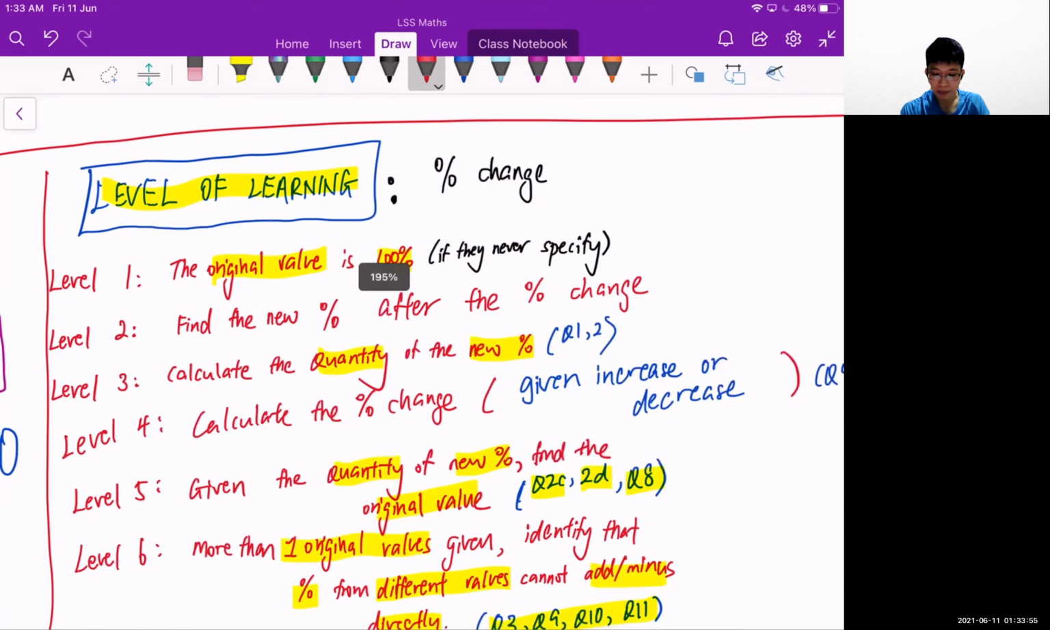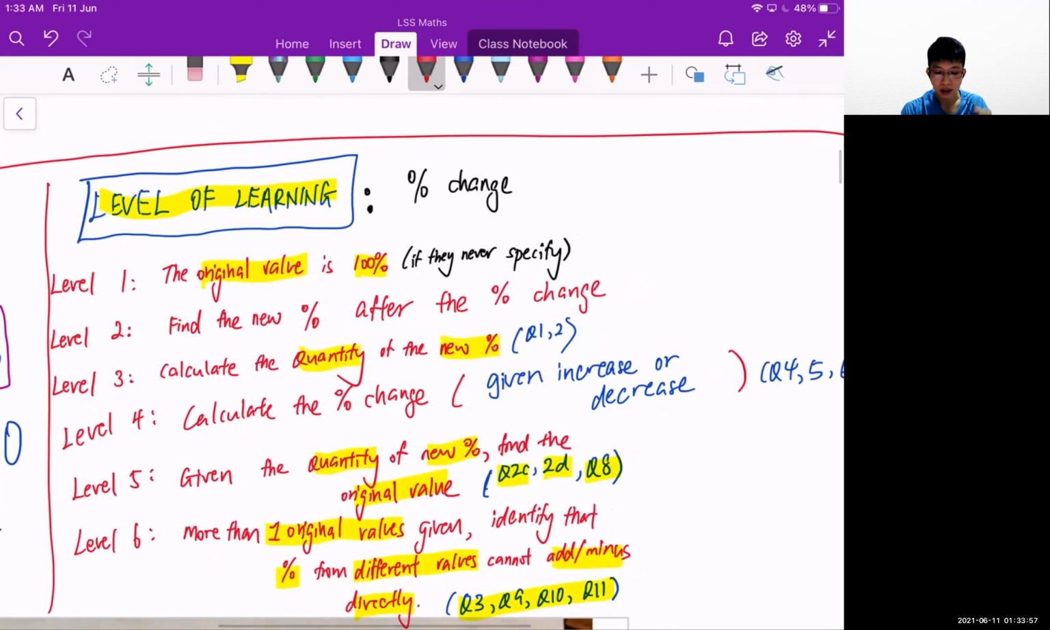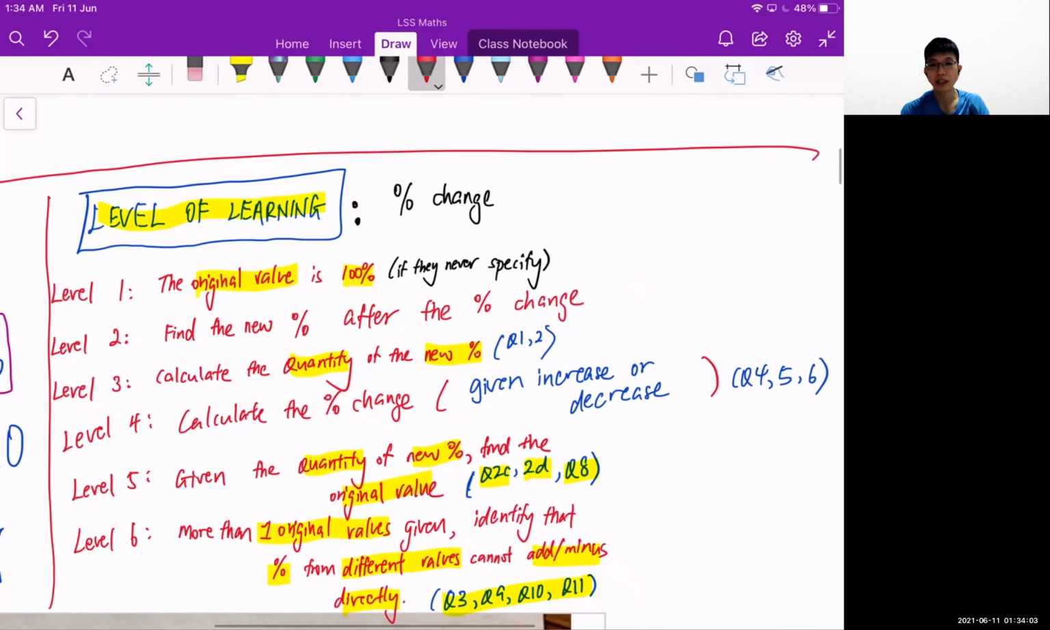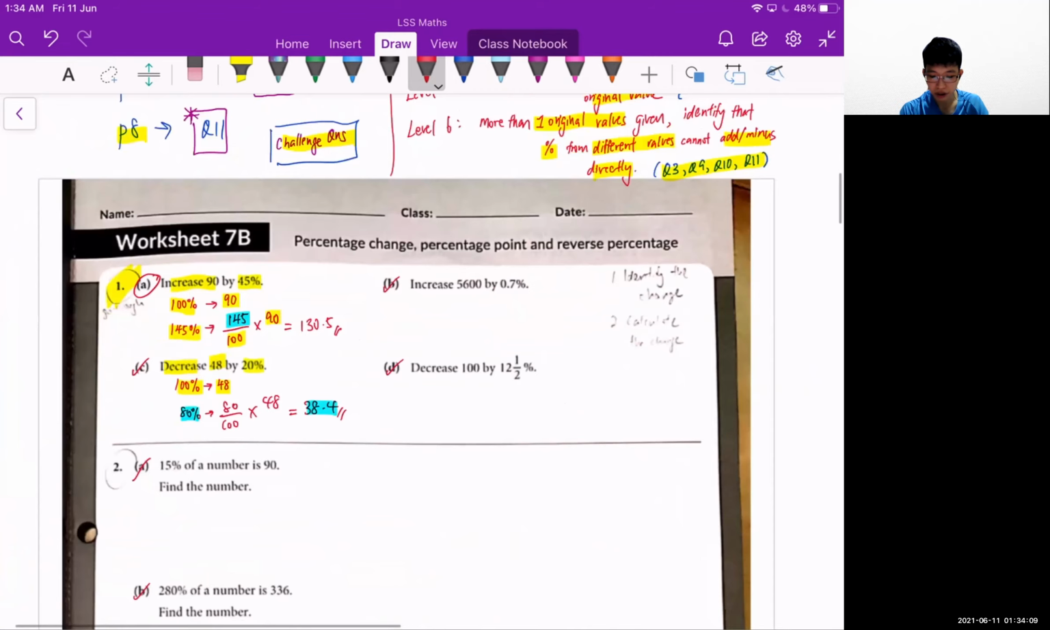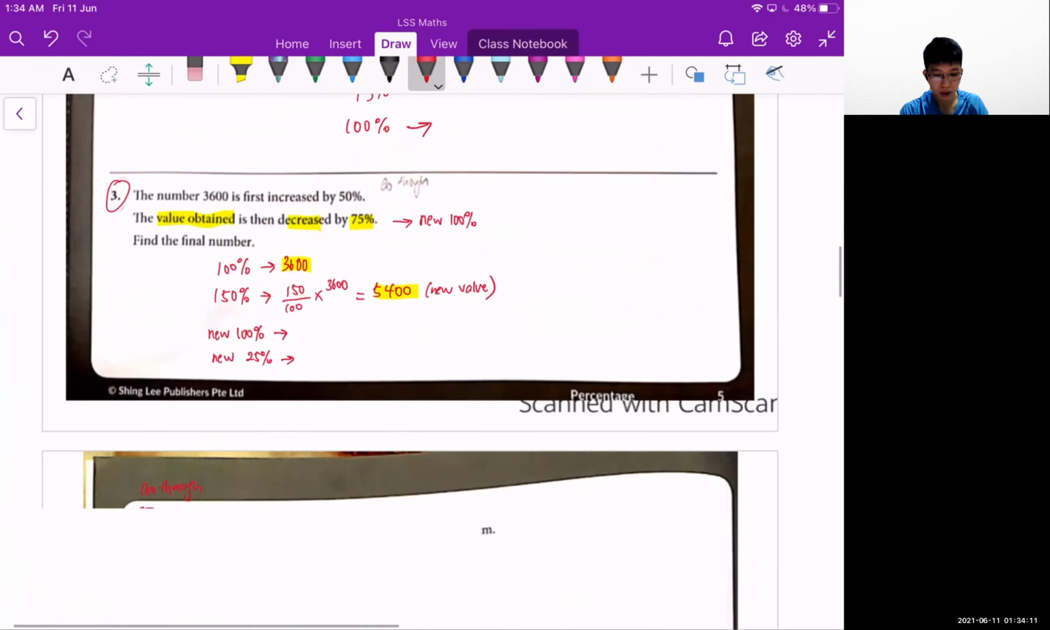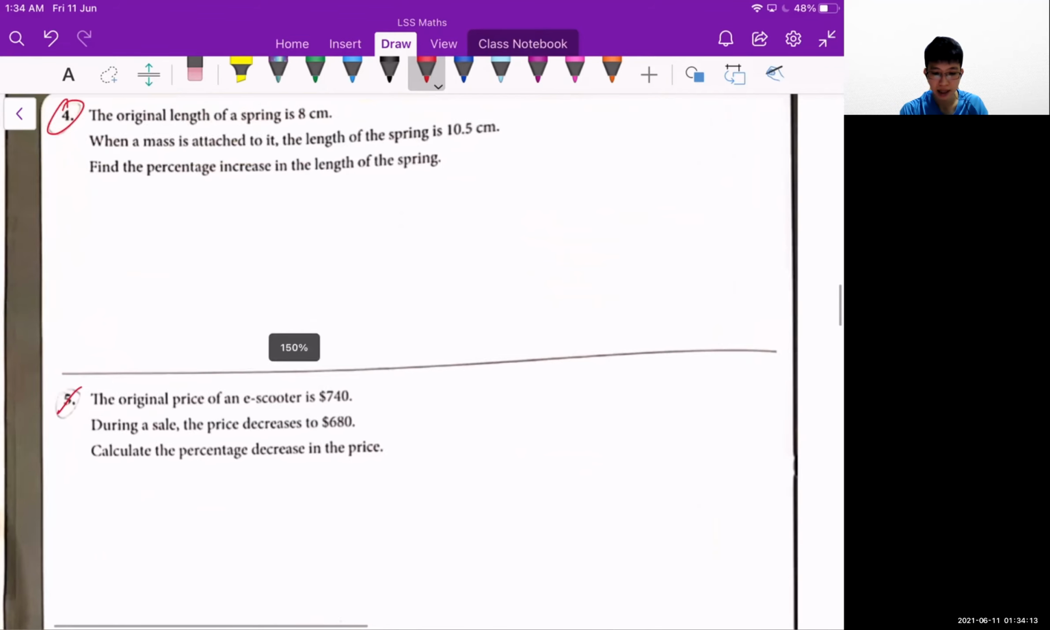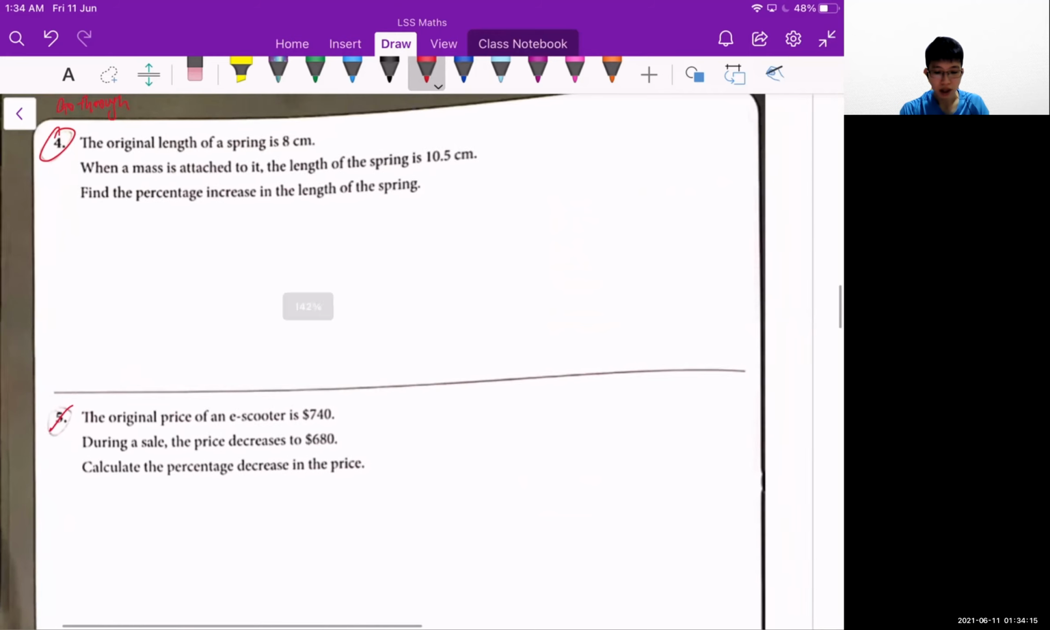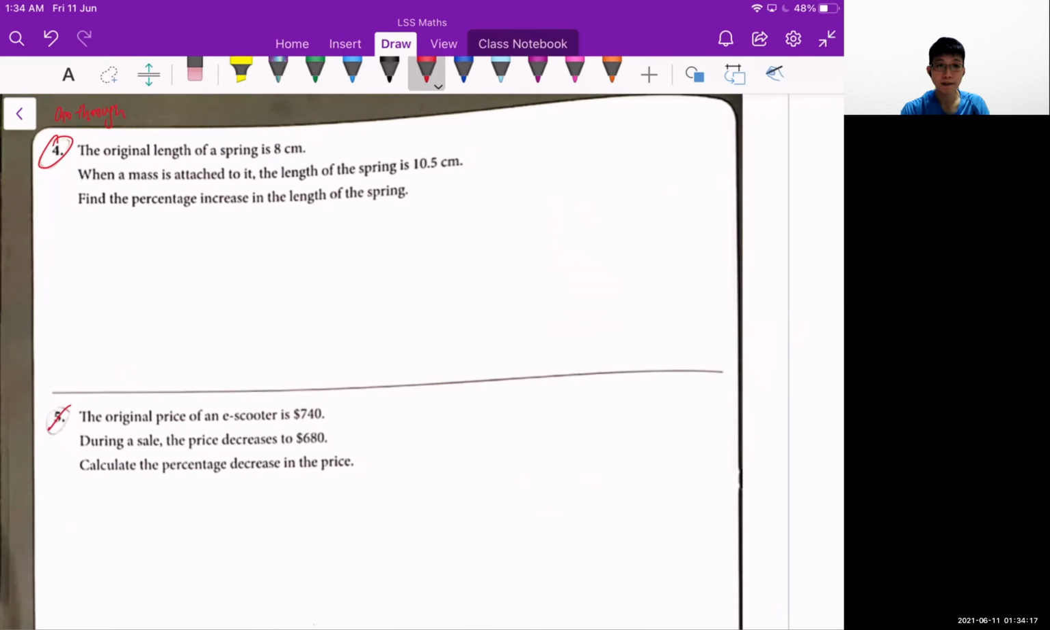So now the next level will be level 4. Are you able to calculate the percentage change given the increase or decrease in value? For example, let's look at question 4, 5, or 6. Let's move on to question 4. Let me try to keep the video short and sweet so that it will be easier for you to understand. So I'll go through question 4. After that, you will try question 5 and 6 yourself because they are similar concepts. The steps are the same.